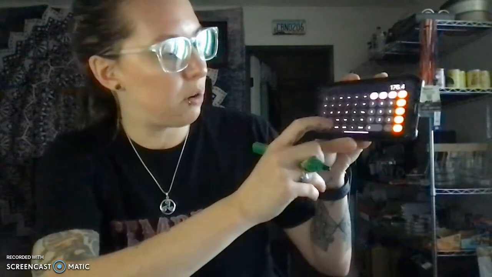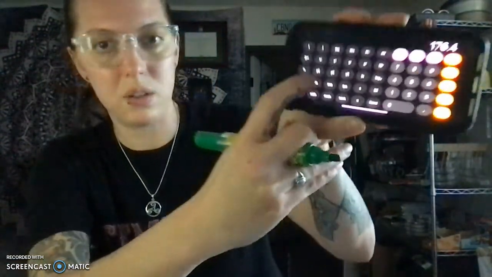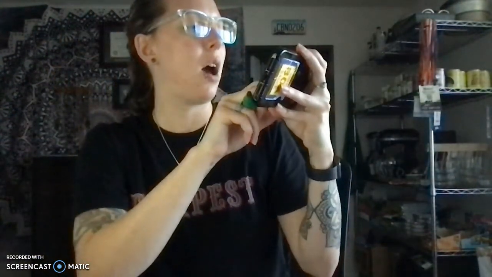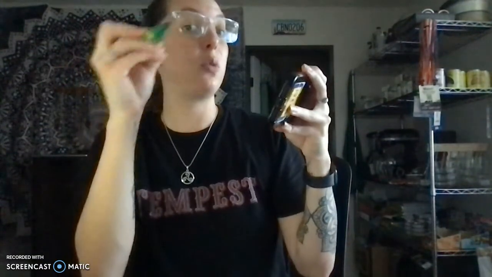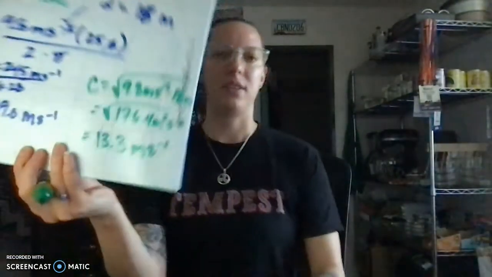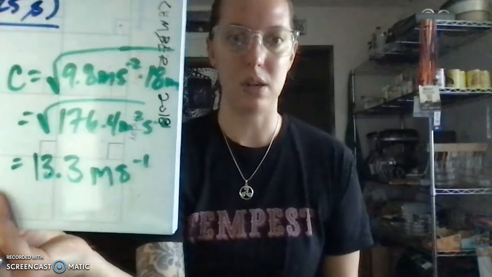If you're using your cell phone, there's a little square root symbol, and once you click that, it automatically does it. So the square root of 176.4 is 13.3, we're going to round it, 13.3 meters per second. So that's how you would do that, 13.3 meters per second.